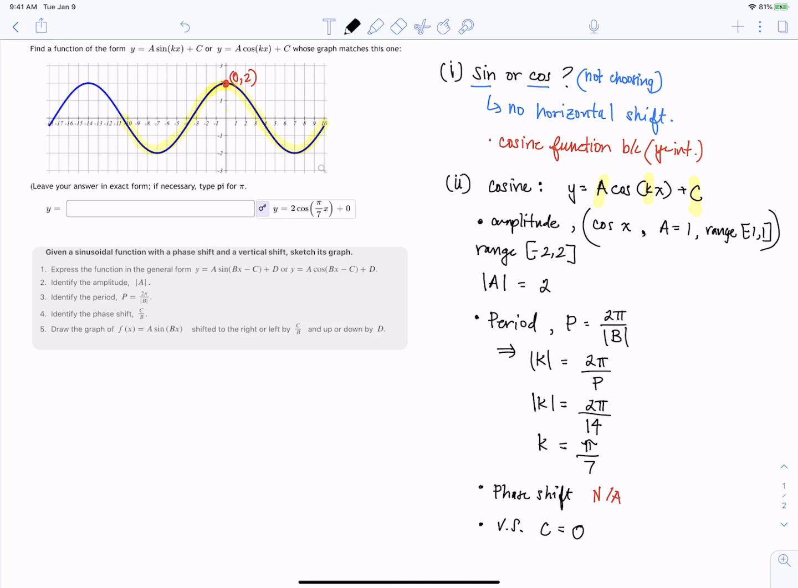Okay, so now let's put this all together. So part 3i would be looking at y equals a cosine of kx plus c. And a we said was 2, which is the amplitude, and k we got from the period, which is pi over 7, x, and then plus the vertical shift, which there was none.